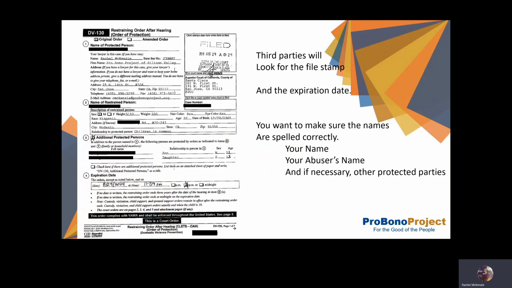So this is the front page of your final restraining order. When you show this to third parties, such as police or the children's school or your work, they're going to look to make sure that there is a file stamp, and they're going to look at the expiration date of the order. What you want to look at is to make sure your name is spelled correctly, your abuser's name, and the protected party's names.